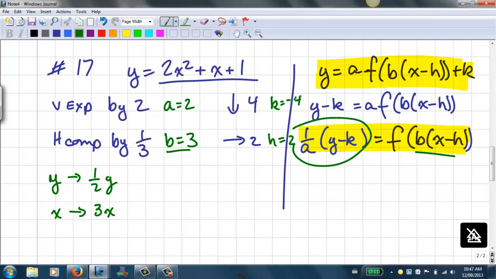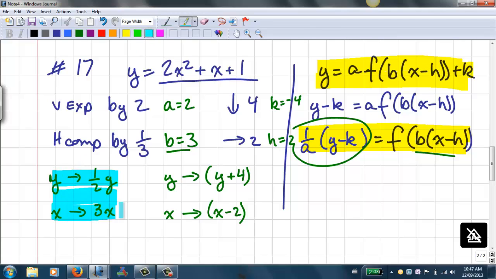For the translations, my k value is going to be -4, so y minus -4 is going to go to y minus -4 or y plus 4. And for the translation aspect, the x value is going to go x minus h. And if my h value is 2, I'm going to get x minus 2. Okay, so what we're going to do is work with these values first, plug them into our equation, simplify it, clean it up, and then we're going to plug these values in afterwards.